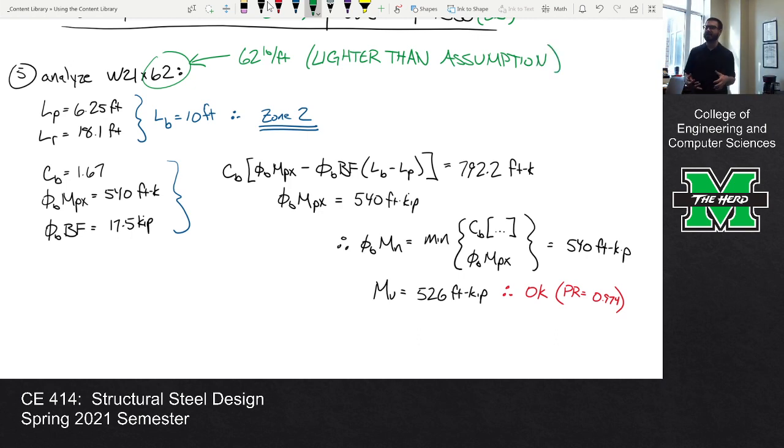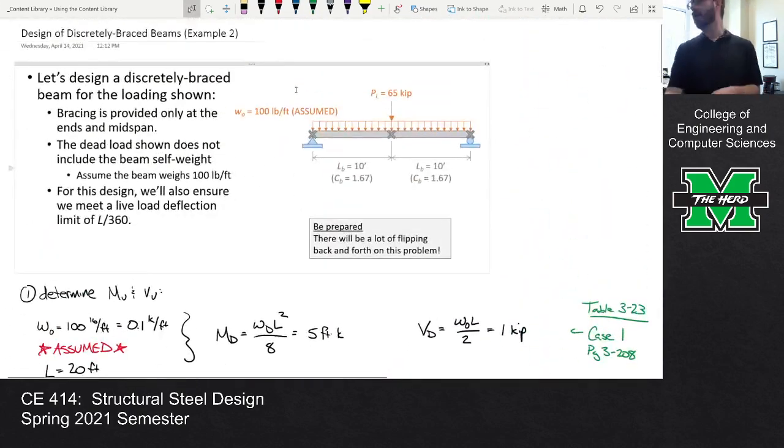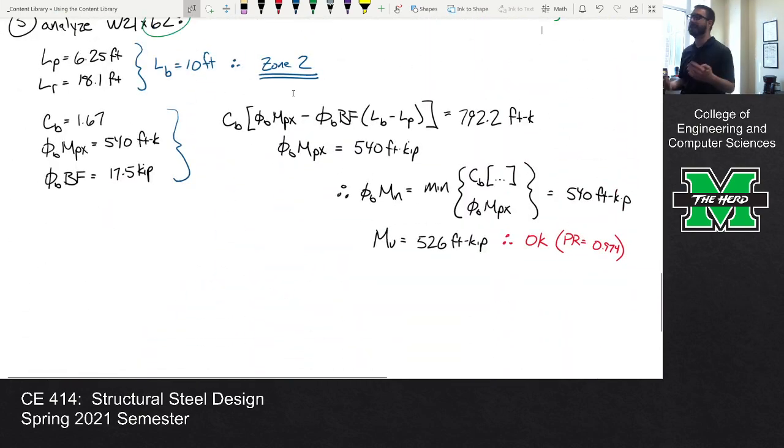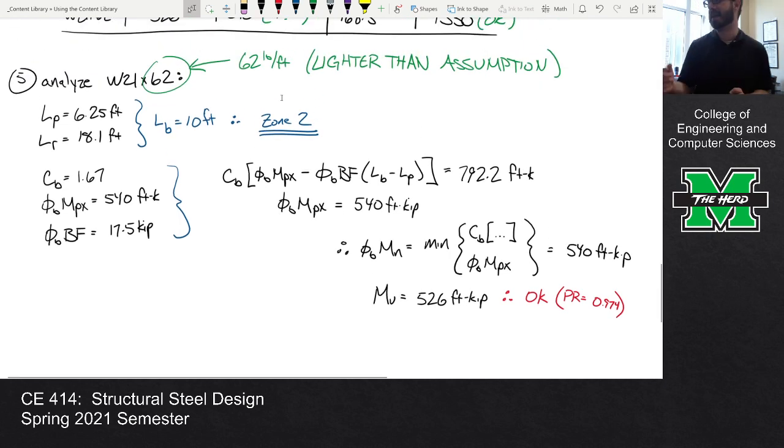Because it's lighter than the assumption, we actually don't need to go back and update these moments from up here. We can if we want, there's not a terrible reason not to, but if it can hold up the MU at 526, it can certainly hold up its actual MU because its actual MU is going to be less than that. So we know it's good. I'll show you here in a second. I'm going to pull up some Excel and show you what happens if you update that.